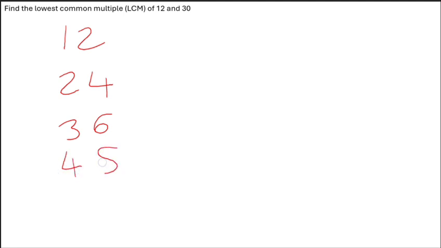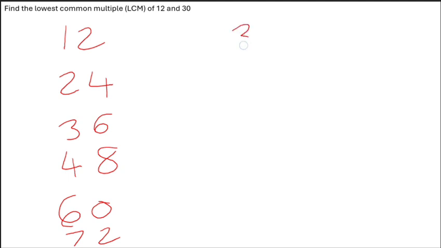So we're going to have the same question on different pages. First way that we can do it is we get a question, find the lowest common multiple of 12 and 30. Method one you can use is you write out your times tables. So you'd go 12, 24, 36, 48, 60, 72, etc. And then you can do the same with the 30s.